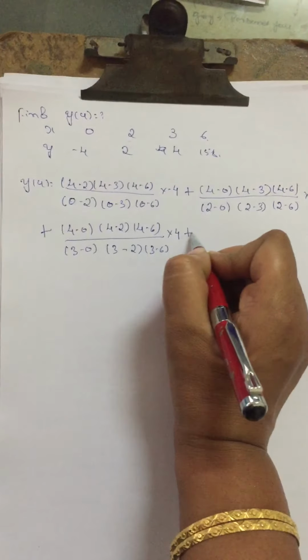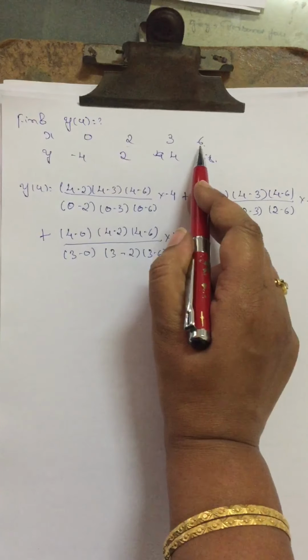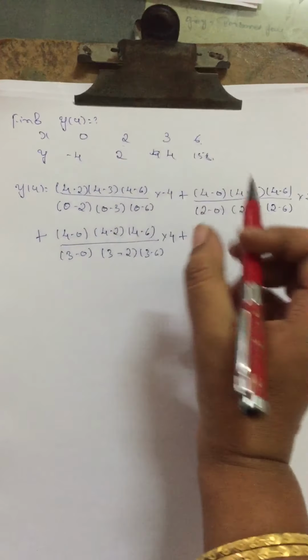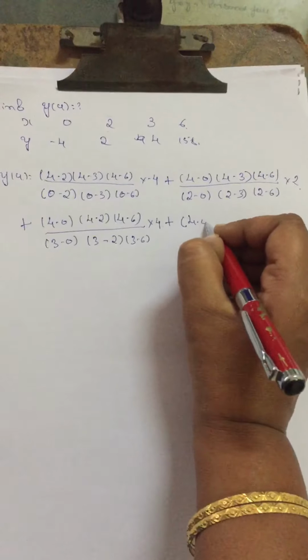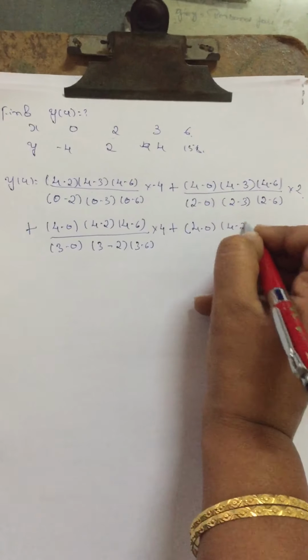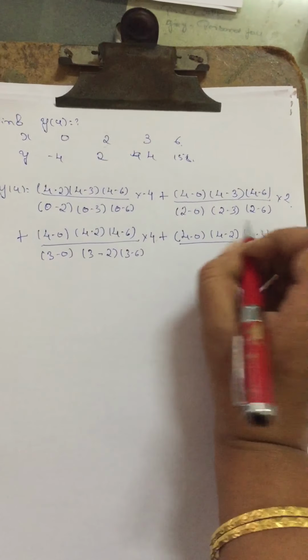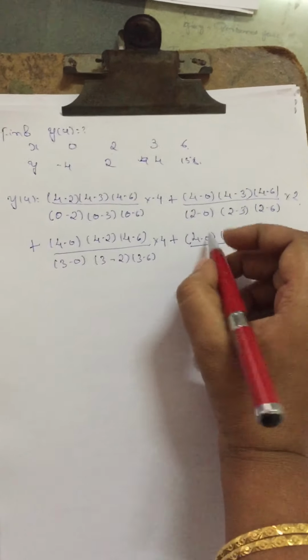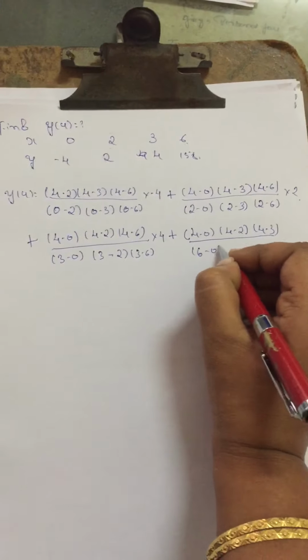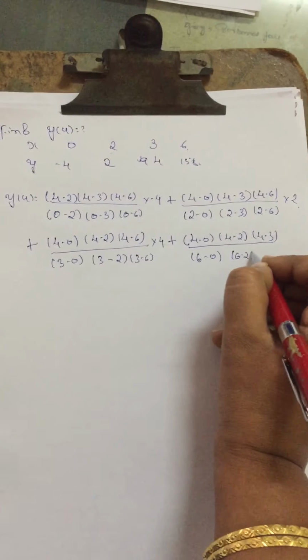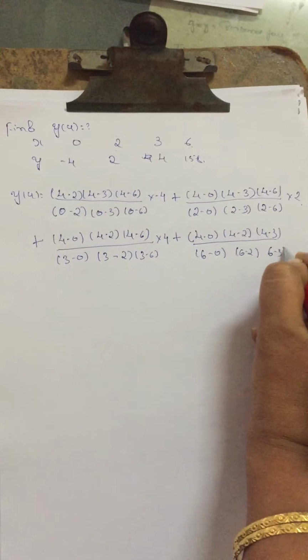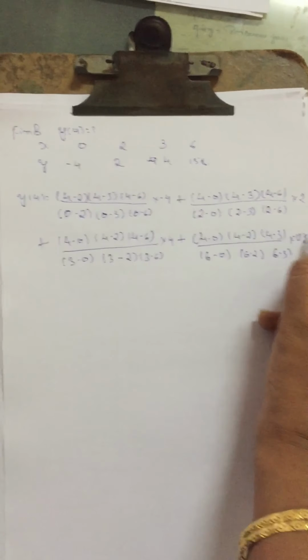4, plus, in the fourth term neglect the last value, the remaining values are subtracted from 4, that is 4 minus 0, 4 minus 2, 4 minus 3, divided by, in the denominator subtract with 6, that is 6 minus 0, 6 minus 2, 6 minus 3, into 158.